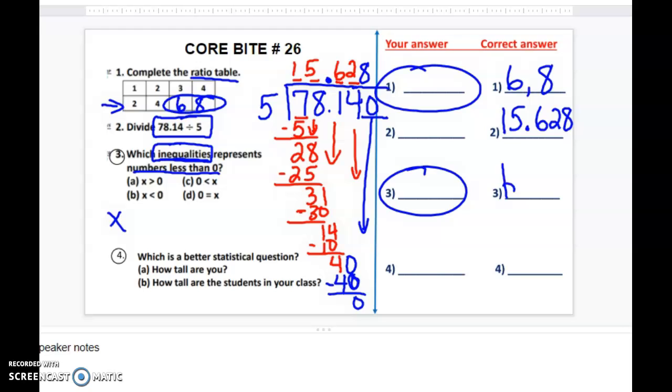Hopefully you chose B as your answer. The way that you translate this inequality or math sentence is x, or some numbers, are less than, this is a less than symbol, 0.